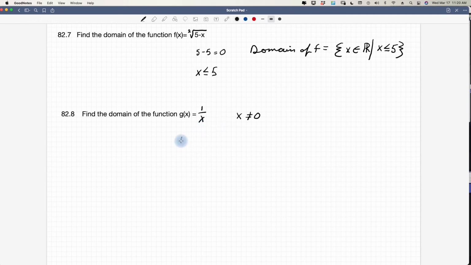So all we have to do is say the domain of the function, or of g, equals x is a member of the set of all real numbers such that x is not equal to 0. Because it could be a negative. We could have a negative fraction. That's fine. We can have a decimal. We could have another fraction, right? We know how to handle that, but we can't handle when x is 0.